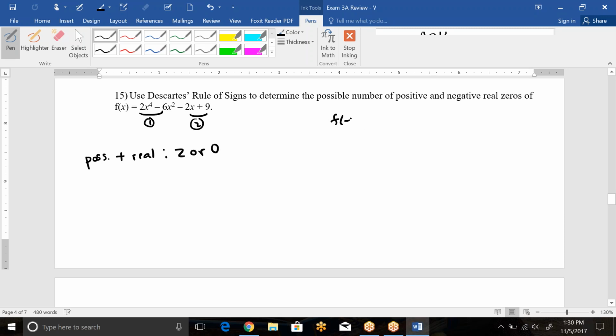For f of -x, this would be 2 times -x to the 4th minus 6 times -x squared minus 2 times -x plus 9. That would be negative to the fourth, which is still going to be a positive, so that's 2x to the fourth.